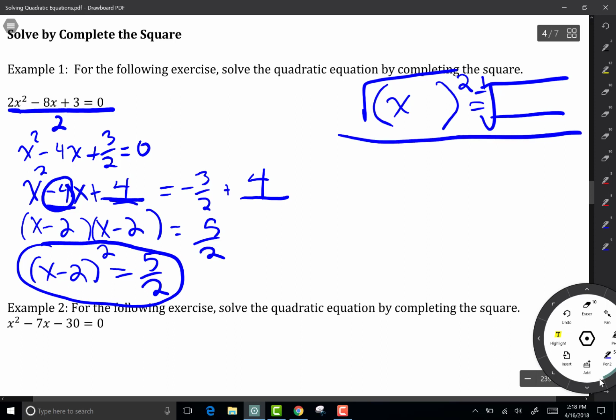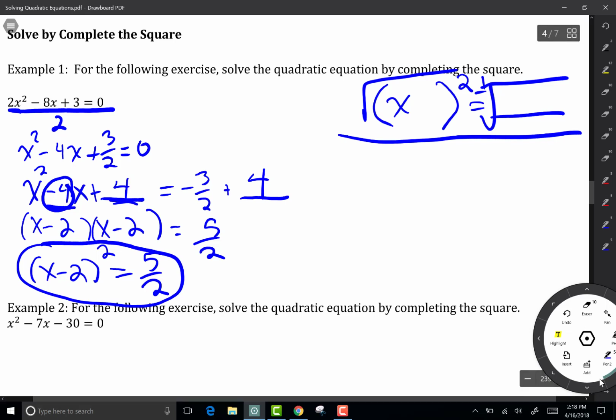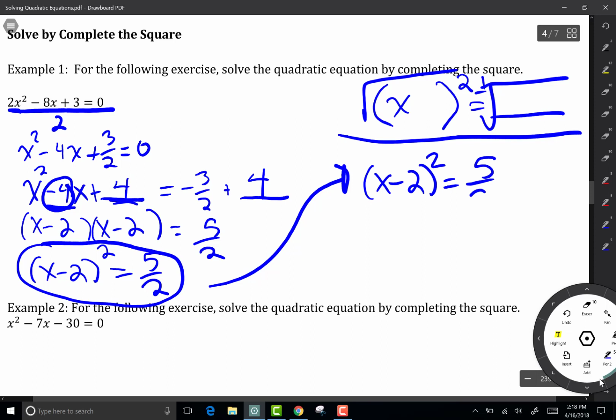Now I just set it up like this. So I have the part that's being squared isolated, and then I have my number on the other side. So I used complete the square in order to set it up in such a way that now I can use the square root property. So I'm going to square root both sides. When I square root both sides, I've got to remember to do plus or minus. So that gives me x minus 2 is equal to plus or minus the square root of 5/2.